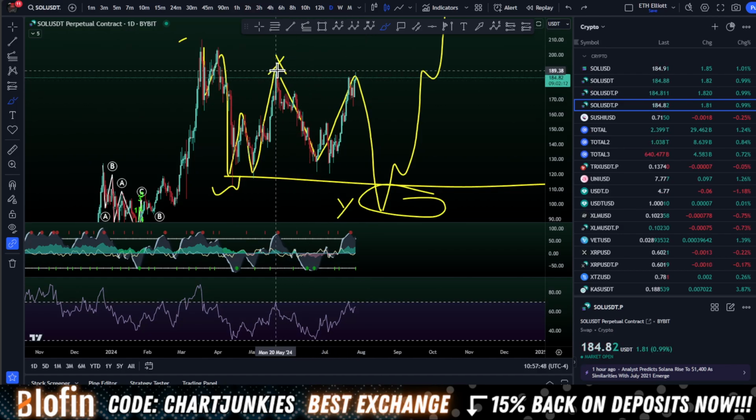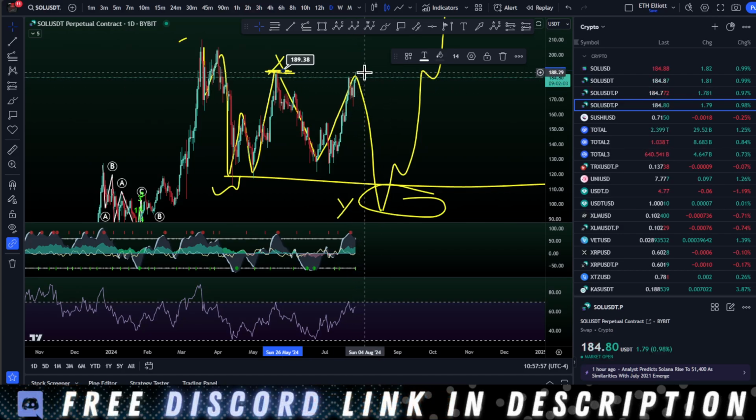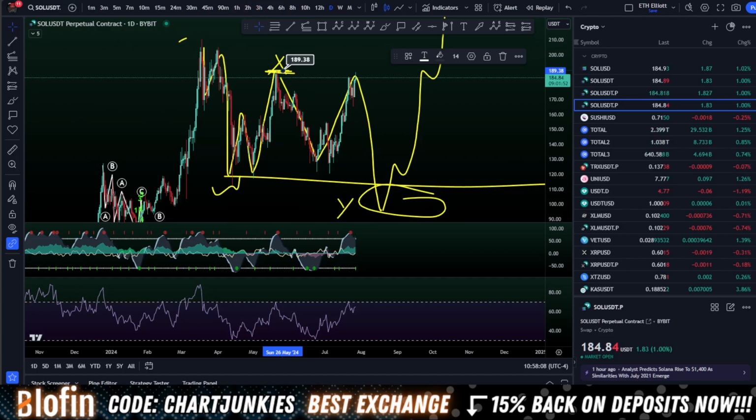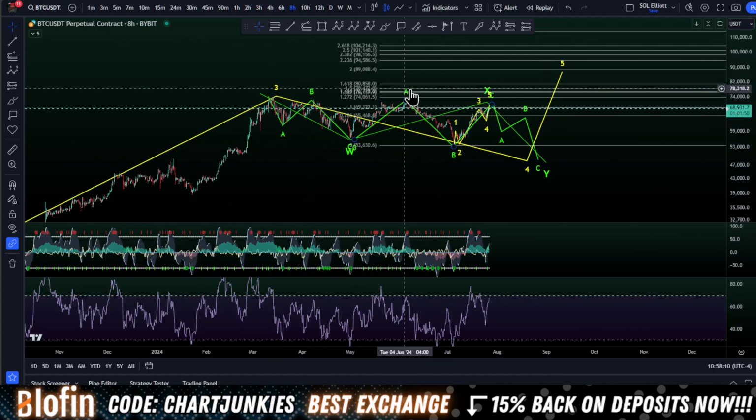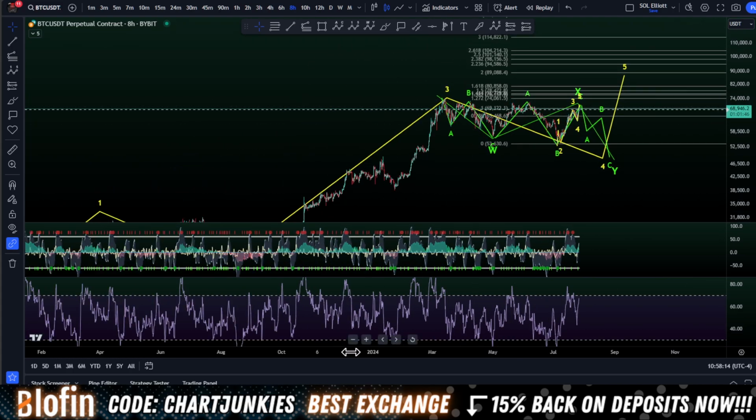For this to be valid on Solana, by the way, you can't break this high right here at 189. We threatened it. 188, we touched it. Had a nice rejection, so we'll see if that holds. But that's what I would need for this to look good to me. But going back over to Bitcoin, if we get this massive WXY, then it looks better.